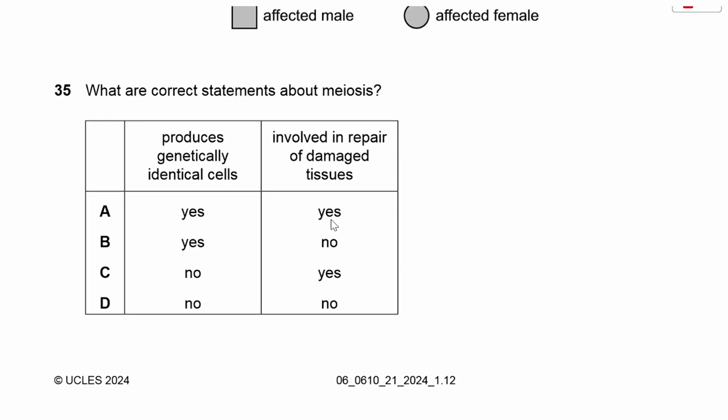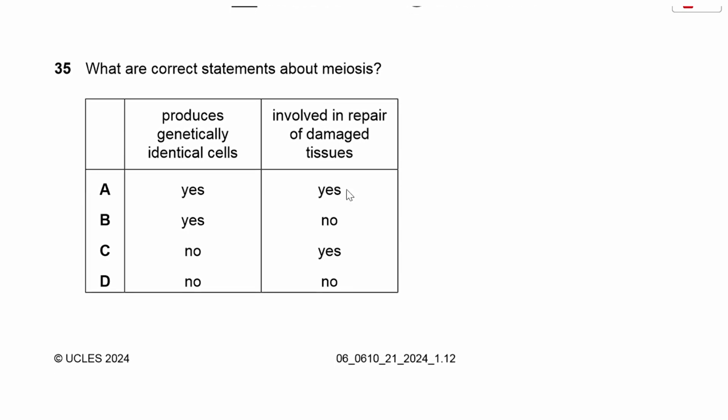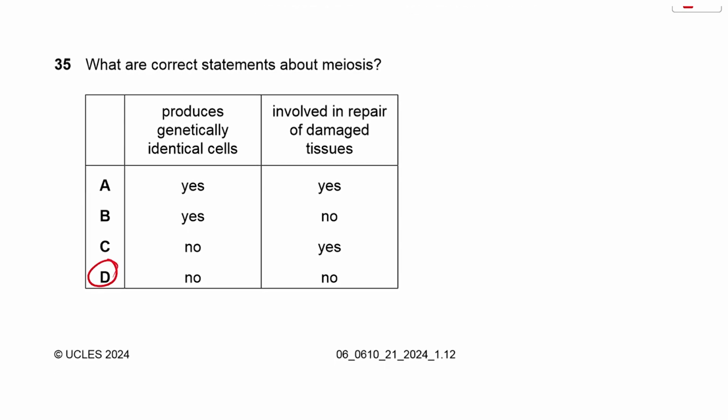Okay. Then number 35 says, what are the correct statements about meiosis? So meiosis does not produce identical cells. And of course, meiosis is not involved in repair of tissues. So it will be D.